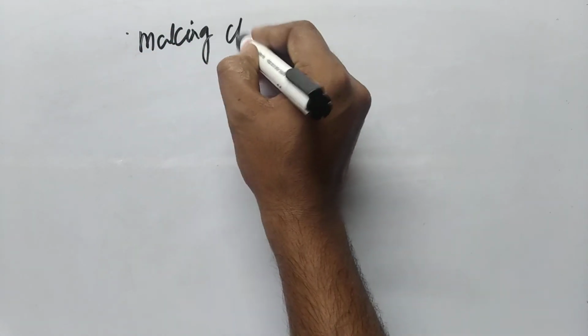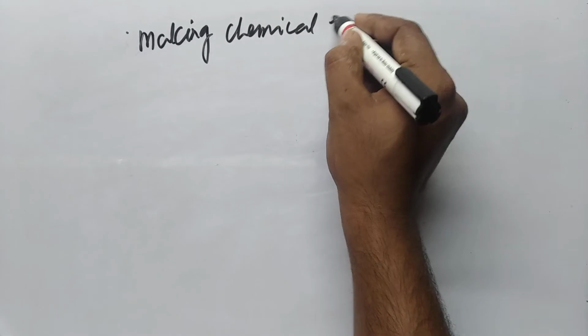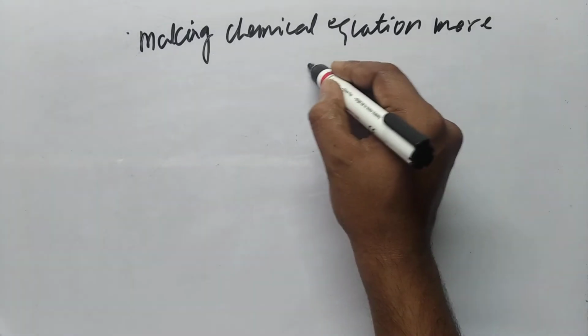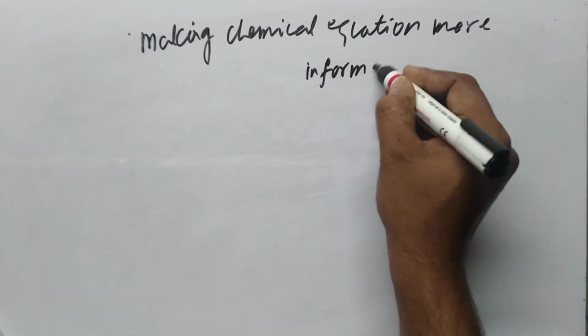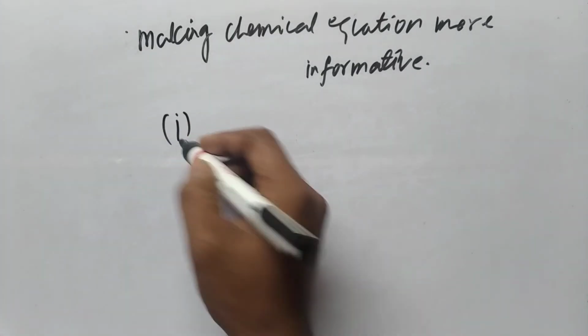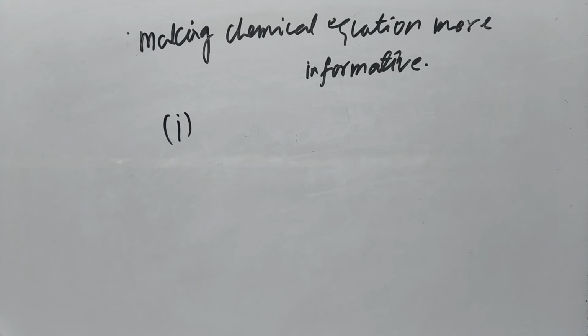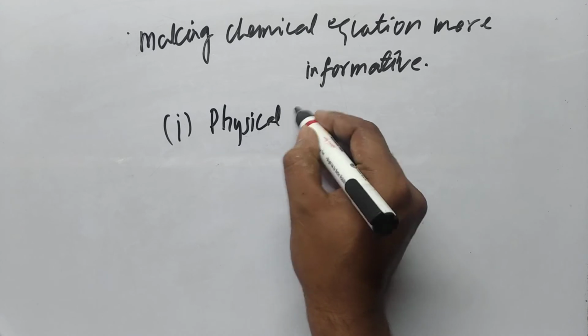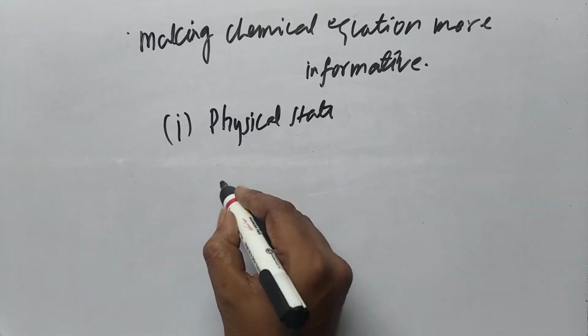So now the next topic is how to make the chemical equation more informative. As per your textbook, you can make the chemical equation more informative. First thing is you have to write their physical states, like calcium oxide.